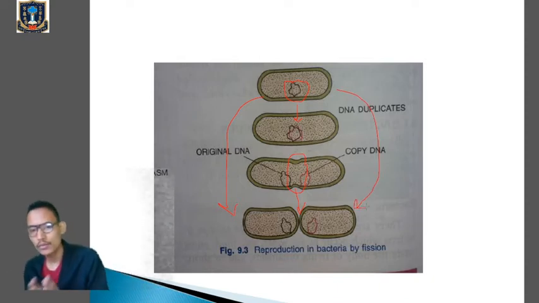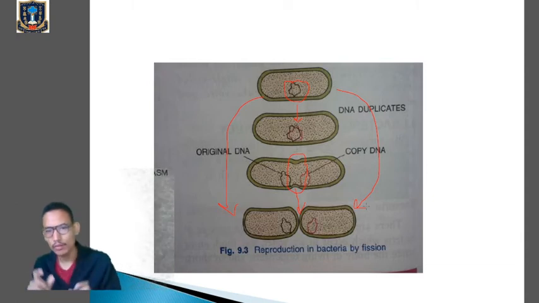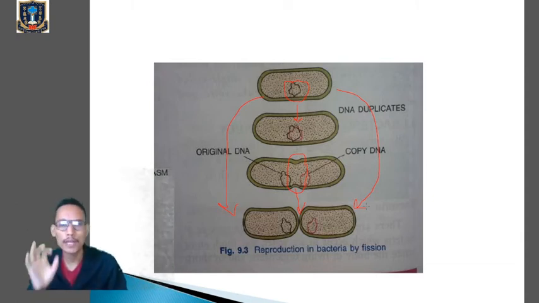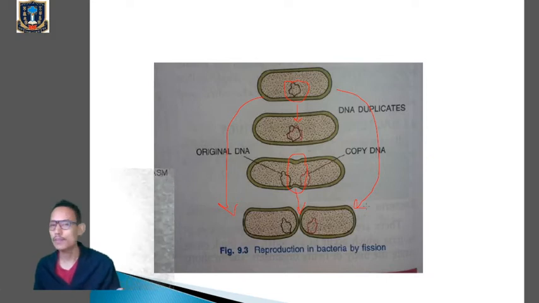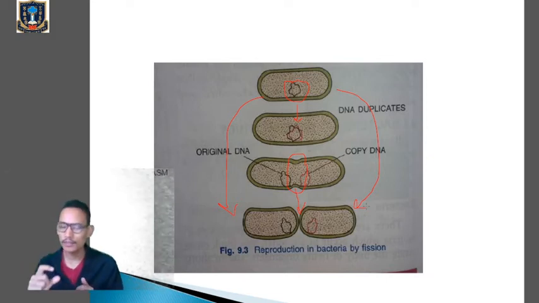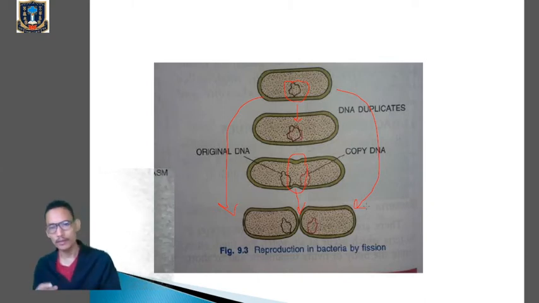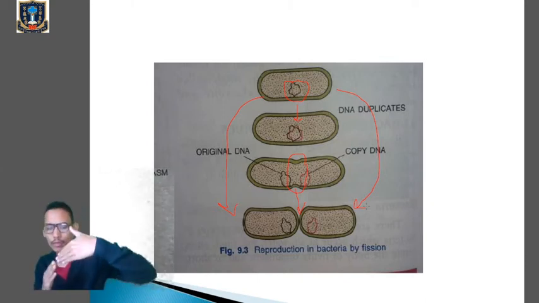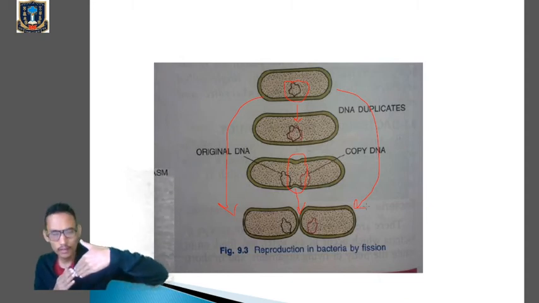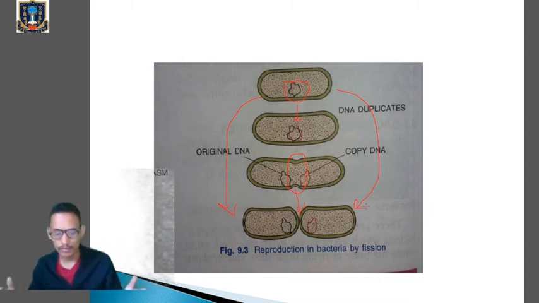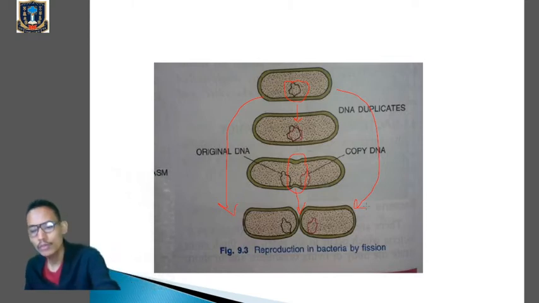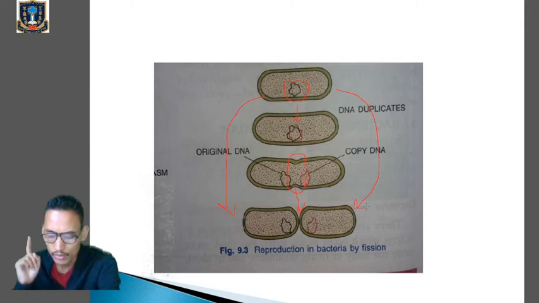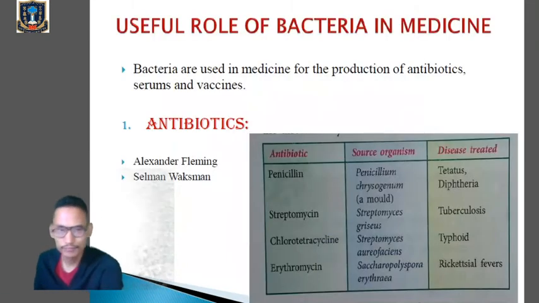So what I mean is that in reproduction by fission, first of all, the circular DNA of the bacteria will replicate. All right, it will form the copy DNA. Then at the center of the cell, a constriction will appear. That constriction will grow and become deeper and deeper, until the parental cell divides into two daughter cells. So this is called fission in bacteria, which is a mode of asexual reproduction. Clear? Okay.